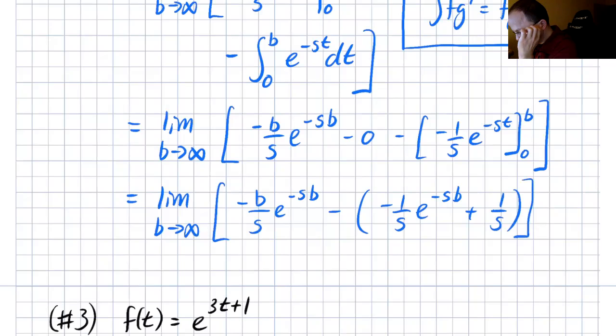Okay, so when I plug 0 in here, then this is 1. So I get minus 1 over s, so it's plus 1 over s.